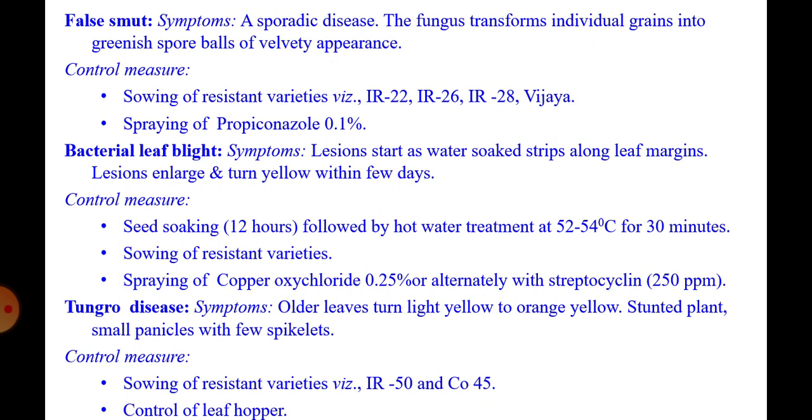Bacterial leaf blight should be controlled by seed soaking for 12 hours followed by hot water treatment at 52 to 54 degrees centigrade for 30 minutes. Sow resistant varieties and spray copper oxychloride 0.25% alternately with streptocycline 50 ppm. Last one, tungro disease. Sow resistant varieties IR50 and Co 45, and control leaf hoppers, which are the control measures for this tungro disease.